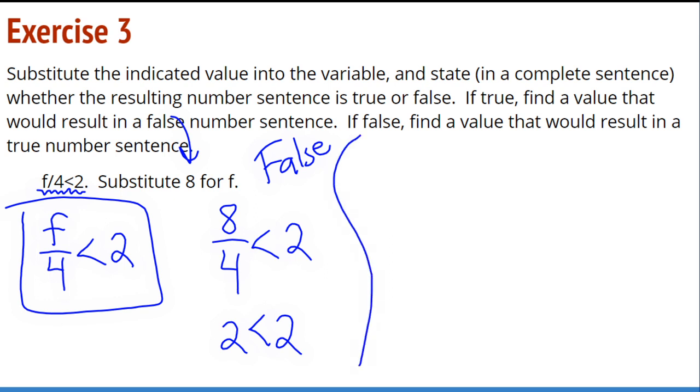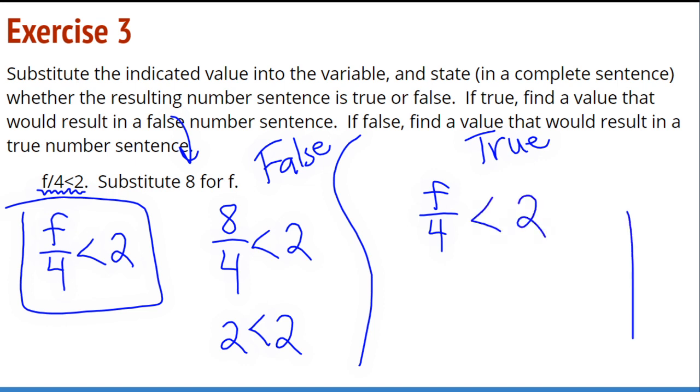Now I am supposed to find a situation where it would be true. So I need to substitute in a number that if I divide it by 4, it will be less than 2. F divided by 4. So let's see, if I had f before, 4 divided by 4 would be 1, and 1 is less than 2. So I could say that if f were equal to 1, the number sentence would be true.